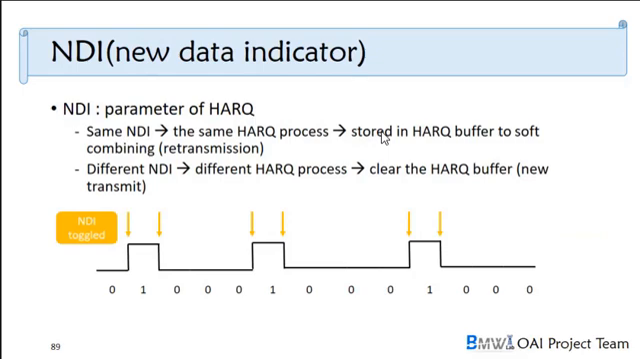And this is NDI. It means New Data Indicator. This is the HARQ process. It uses the HARQ process to judge whether it's a new transmission or a retransmission. And you use this NDI toggle: if 0 and 1 are different numbers, it is a new transmission. And 0 and 0 is the same number, so this is a retransmission.